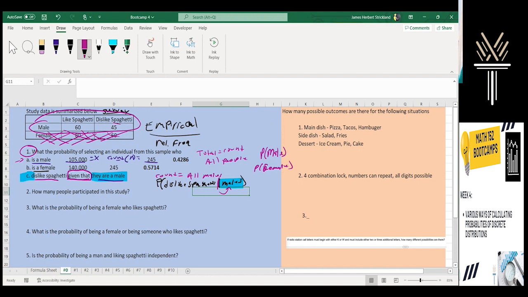And so hopefully we agree it's 45. And then how many males were there? That we already found was 105, 60 plus 45. And so the probability that someone dislikes spaghetti, if they're a male, from our survey is 45 out of 105. And so we can go to an empty box, wherever we like, maybe right next to it, equals 45 out of 105. And there's our decimal.